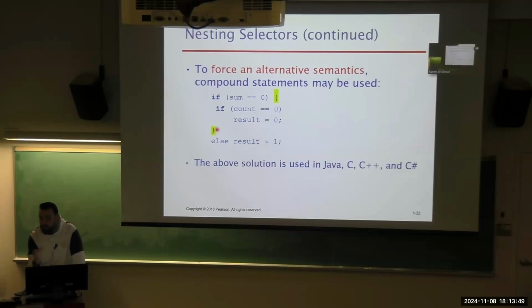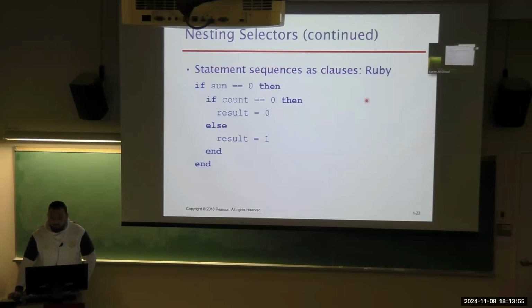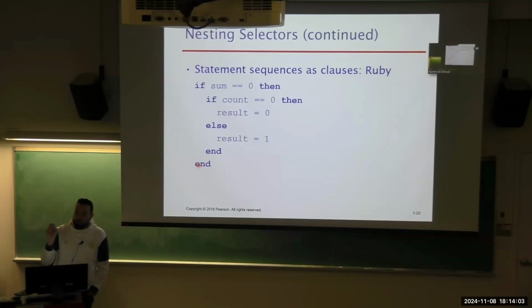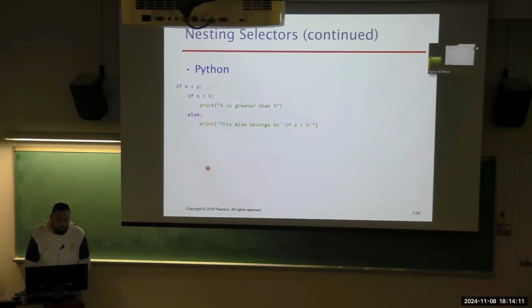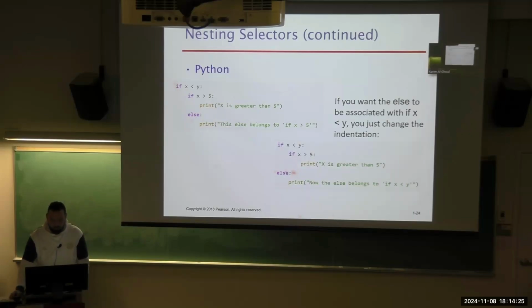And also C, C++, C#, they all follow the same thing. So the C-based languages. Now, in Ruby, it's different. In Ruby, there's another way to make sure things are good, which is by these end. They have a special word for it. But when it comes to Python, it's based on indentation. So if I want to change the semantic of this, what should I do? If I want this else to be for this if, I'll just change the indentation and that's it.